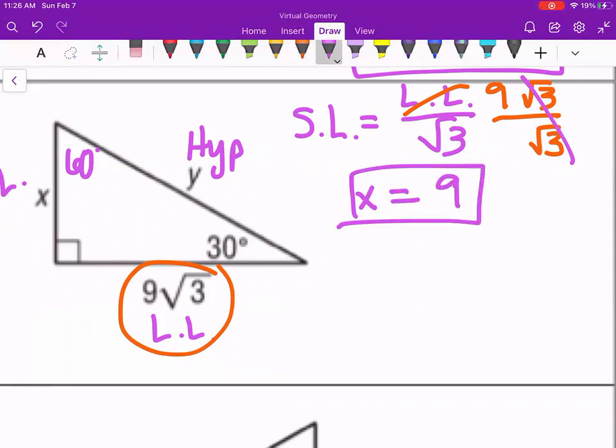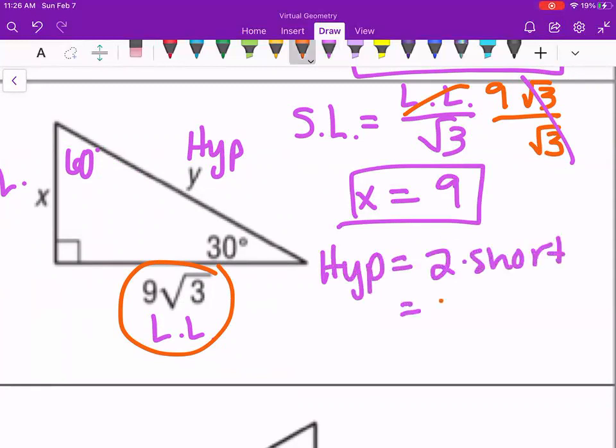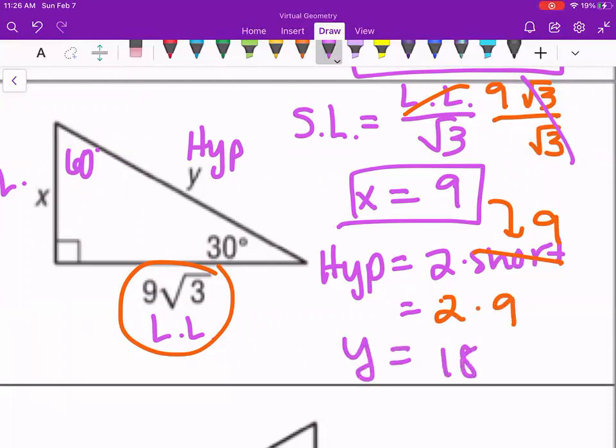All right, now we need the hypotenuse. Hypotenuse is 2 times the short leg. Again, our short is the 9 we just found. So 2 times 9. So y is 18. It's done.